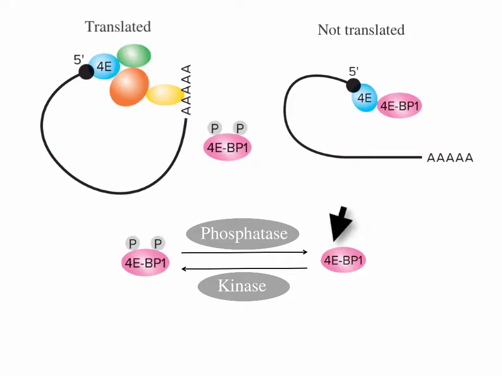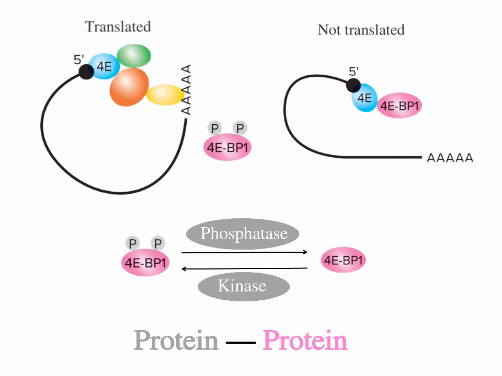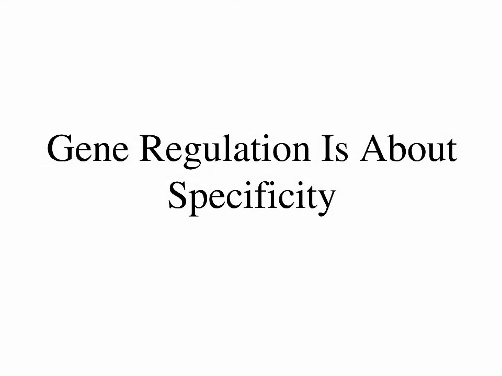The higher the fraction of 4E binding protein that is phosphorylated, the more mRNAs will be translated, and the lower the fraction, the less translation will take place. Therefore, the kinase and phosphatase proteins regulate translation through their specific interactions with 4E binding protein. Amino acid sequences in specific domains of the kinase and phosphatase proteins are attracted to certain amino acid sequences of 4E binding protein. You can see that specific protein-protein interactions can also regulate gene expression. Remember, regulation is all about specificity of so-called regulatory molecules for particular genes or gene products.